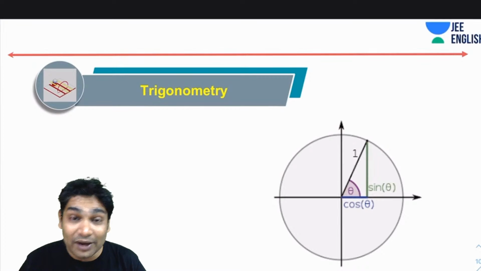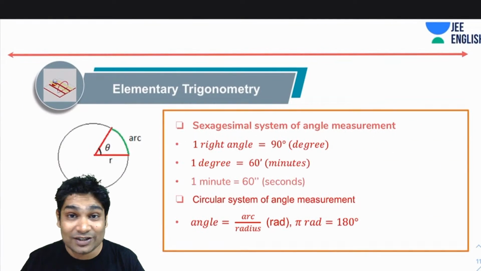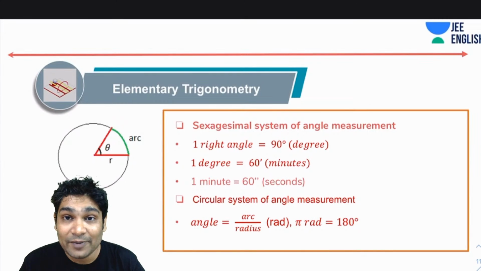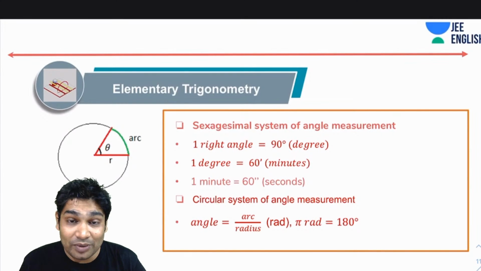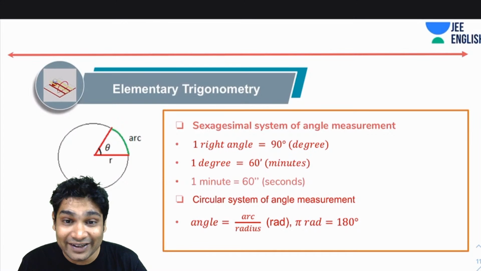All right. So we're talking about trigonometry first. I know a lot of you guys are not even familiar with trigonometry. So let's talk about elementary trigonometry. All right. So you have two systems to measure angles. First is the sexagesimal system, where the angles are measured in degrees. All right.